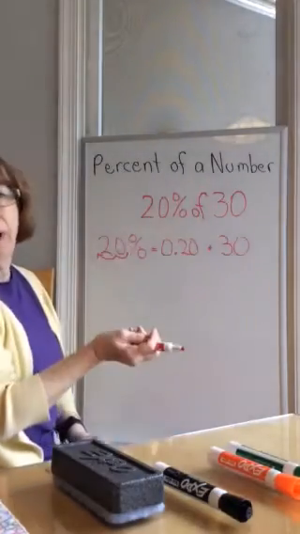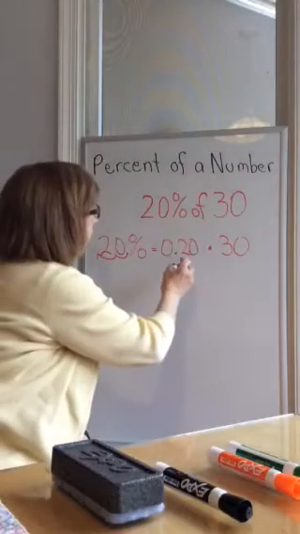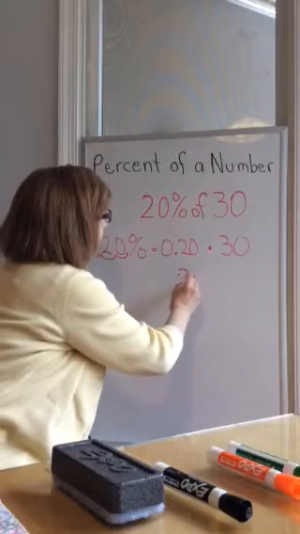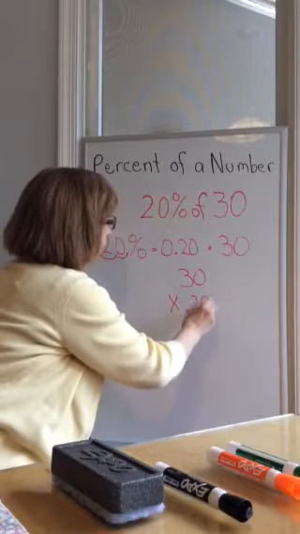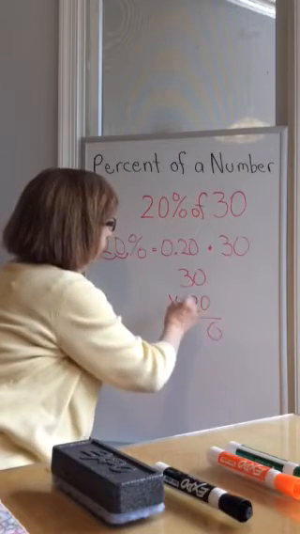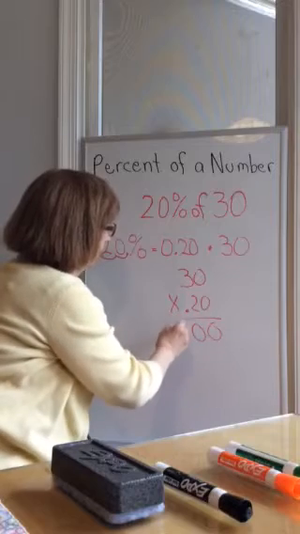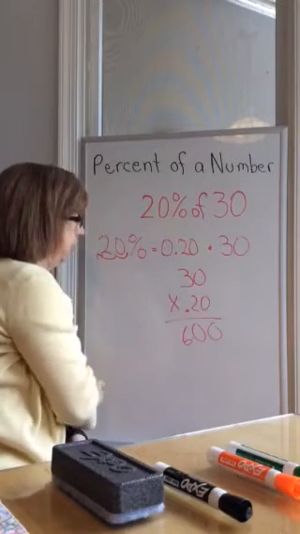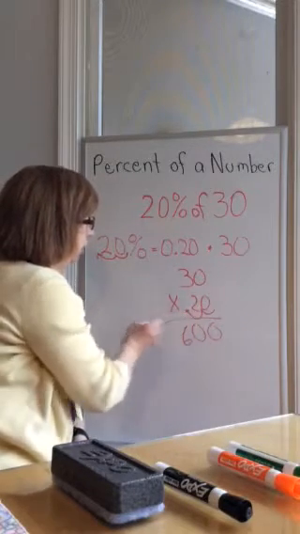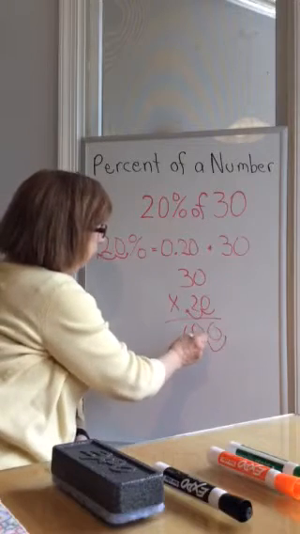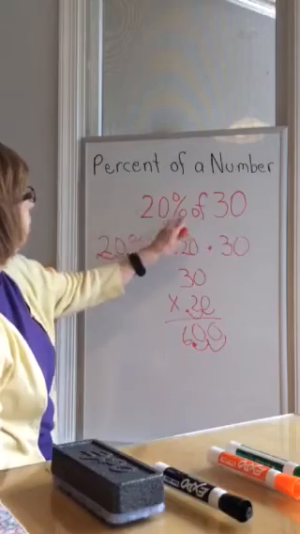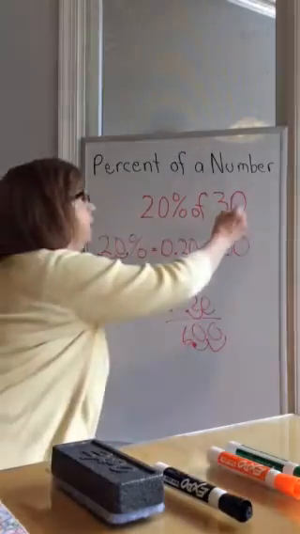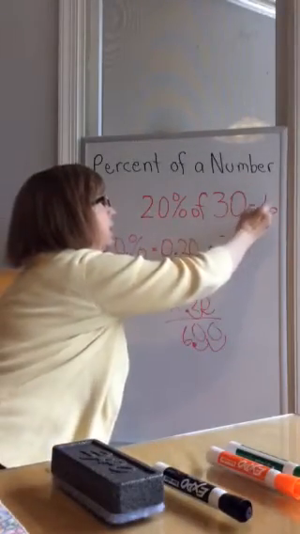And if you have your calculator at home, you can use your calculator. But I'm going to multiply it out for you. And once you get to this point, you count how many places are behind the decimal, and you move the decimal over that many places. So 20% of 30 is 6.